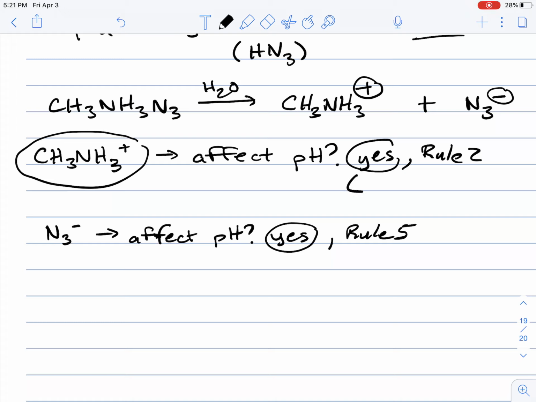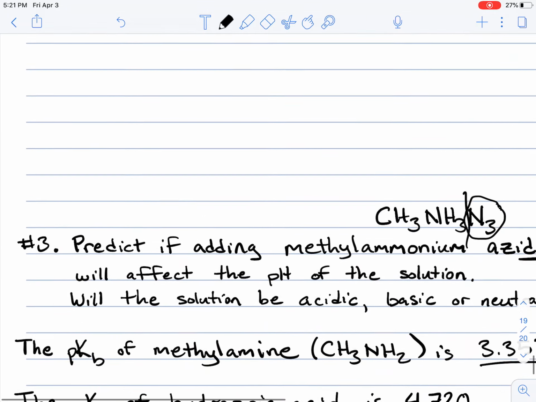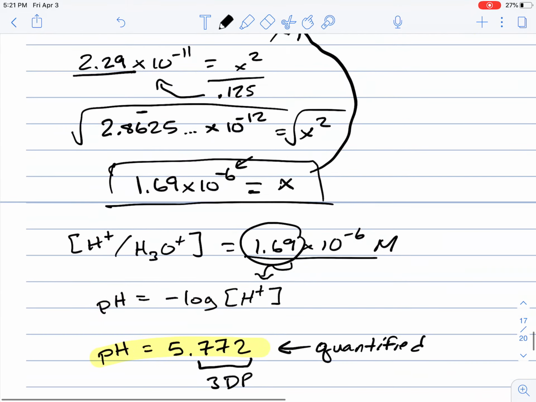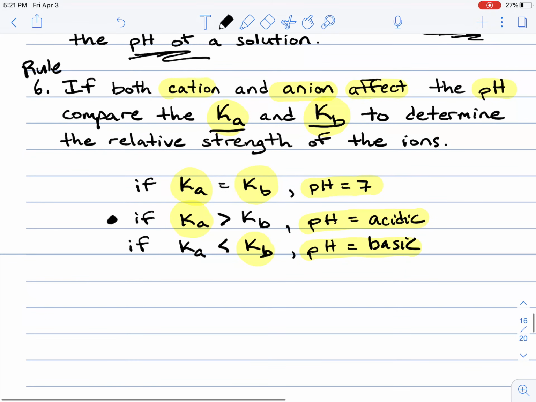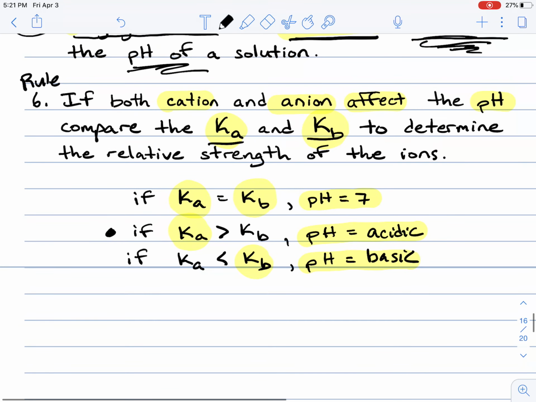And when this occurs, once you get a yes and a yes, you have to look at rule 6. And rule 6 basically states that we have to look at their Kas and Kbs and determine which one is higher and lower. And if one of the K values is much higher than the other, then it's either going to be acidic or basic. If they're equal to each other, then the pH is equal to 7.